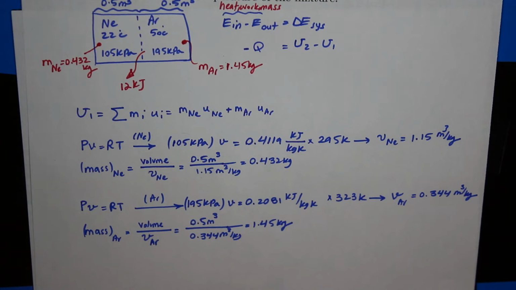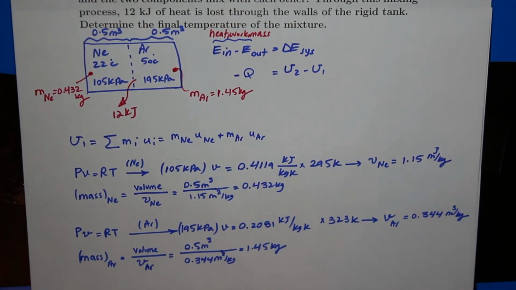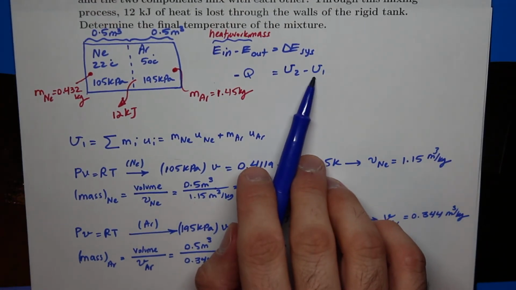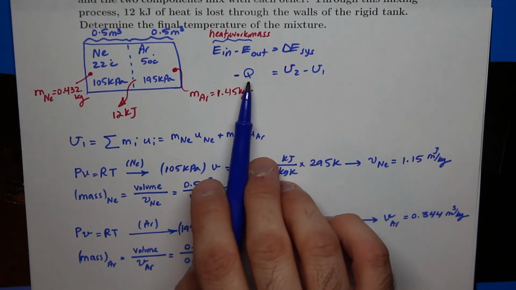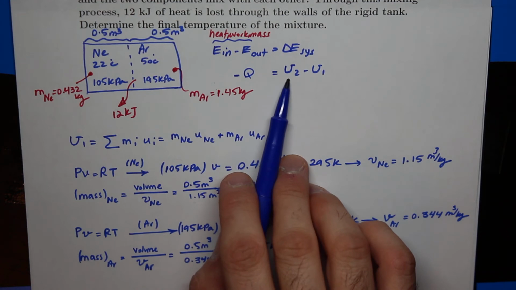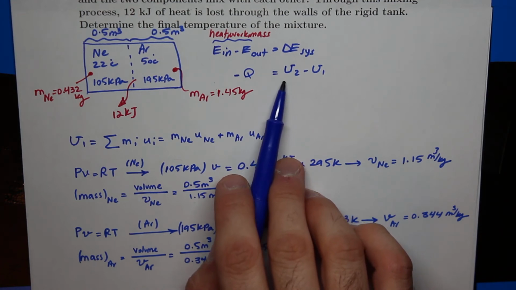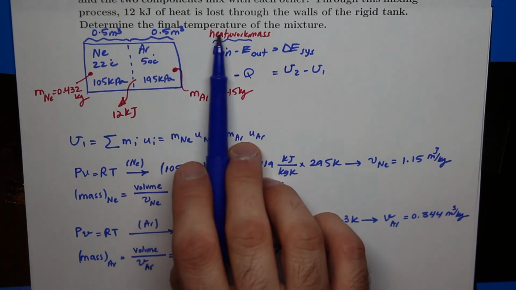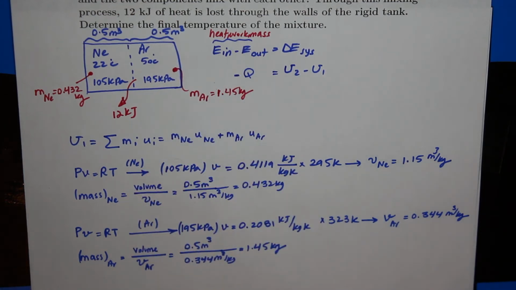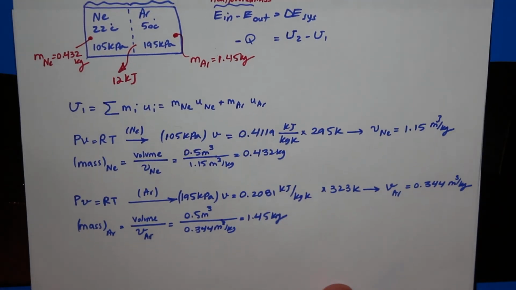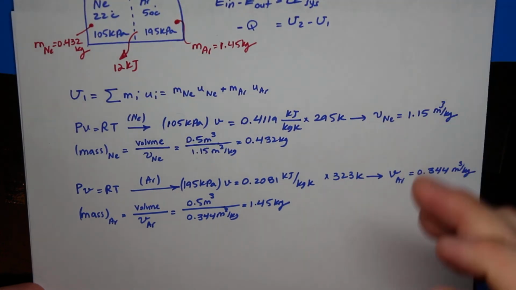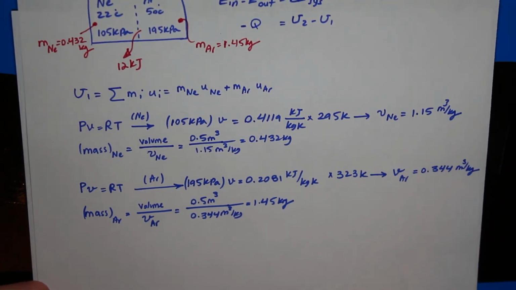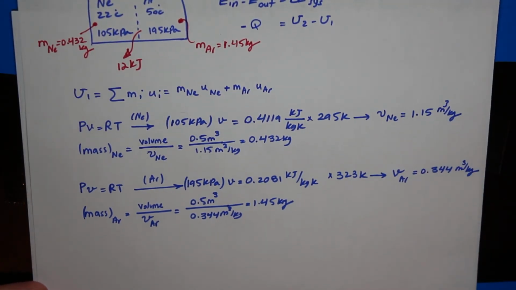Okay, so once again, my goal at this time is to obtain U1, because if I have U1, and since the value of Q is given in the problem, then I can find U2. And by having U2, which is the internal energy at the end of the process, I'm able to obtain the final temperature that the question is asking for. Okay, so in order to find U1, I also need to find the internal energy of each of the components.